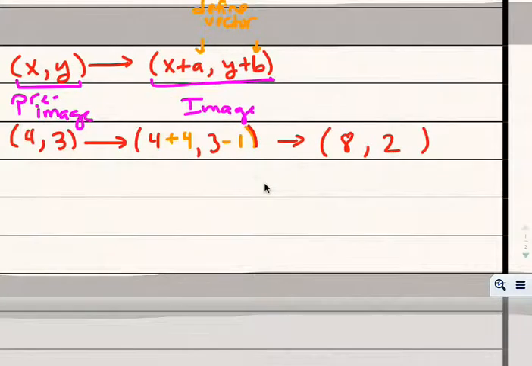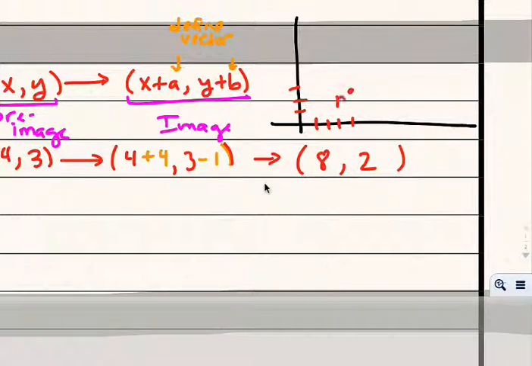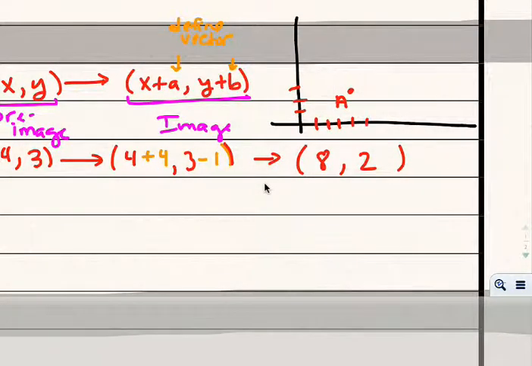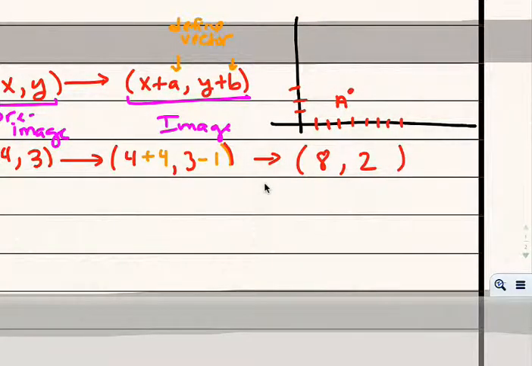Here's what I mean, and we can probably squeeze this in right here. If you think about what this graph would look like, we started with 4, 3 as our point A, and then we're translating up, well, not just up, but up and over to 8, 2, which should be right here, A prime. So the reason why this plus 4, minus 1 describes a vector is because it is a valid way to describe how to go from A to A prime.